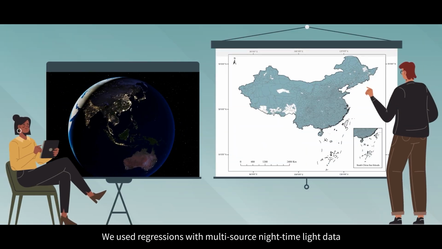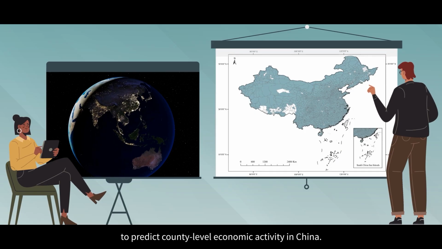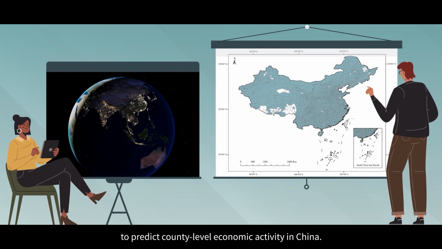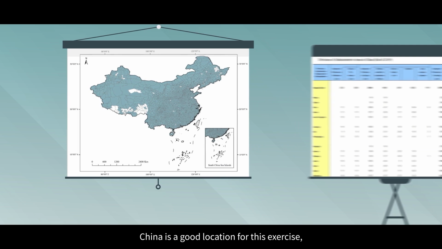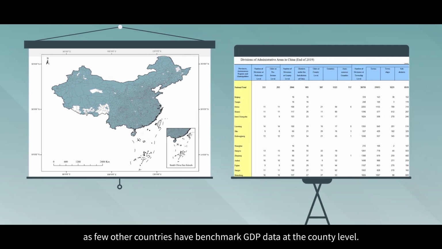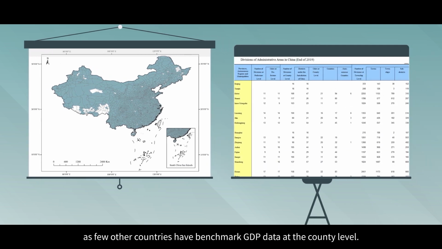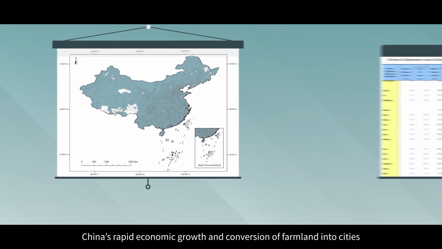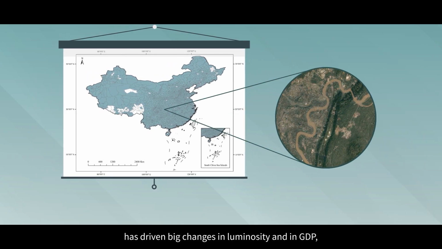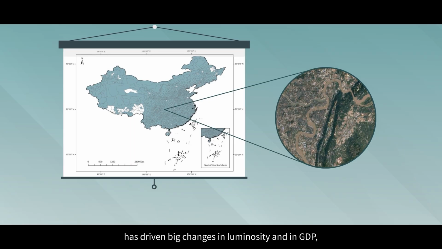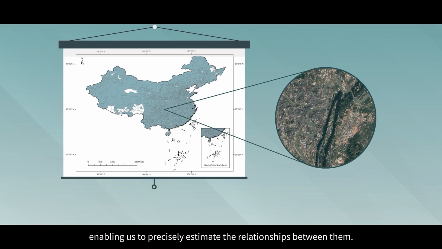We used regressions with multi-source nighttime light data to predict county-level economic activity in China. Over 2,650 counties have annual data for 2012 to 2019, providing a large sample. China is a good location for this exercise, as few other countries have benchmark GDP data at the county level. China's rapid economic growth and conversion of farmland into cities has driven big changes in luminosity and in GDP, enabling us to precisely estimate the relationships between them.